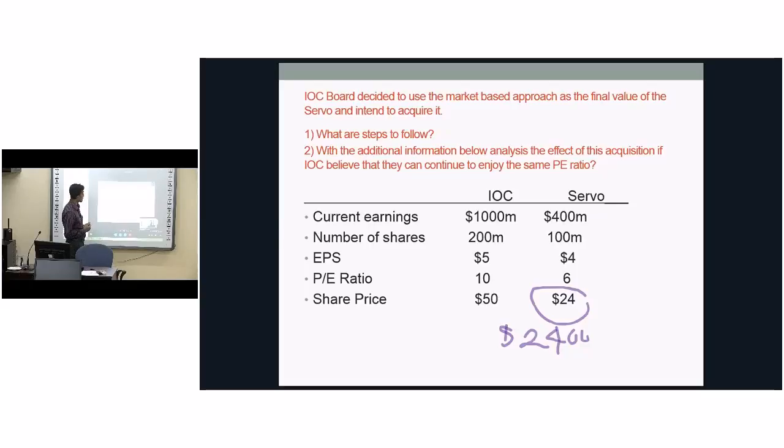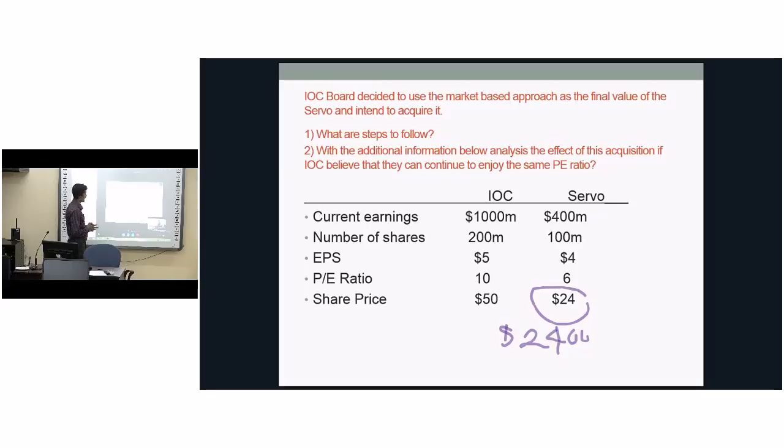So first you need to identify your target company, then you need to evaluate and give a valuation for the company, and thirdly, how are you going to settle this amount? How are you going to take over? How are you going to finance that? So that's the main three steps that they need to follow.